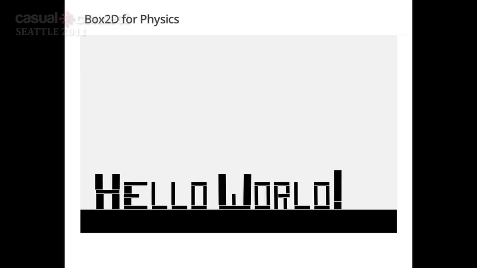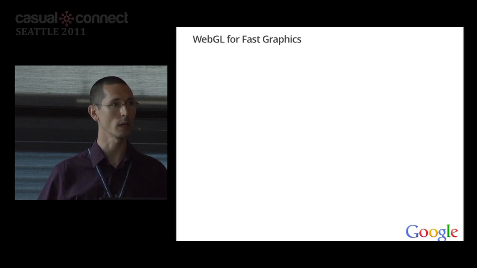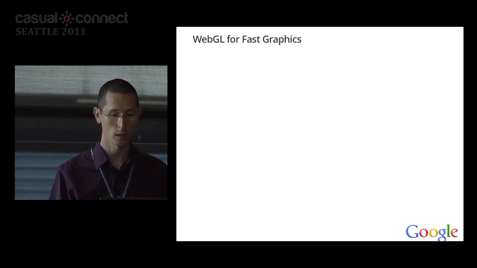For their physics, obviously, they're using a physics solution. Box2D is their answer there. For graphics, they're using WebGL. WebGL, I'll go into more details later, but basically it's a 3D graphics API. And even though their game is 2D, they're using WebGL because of the excellent performance that it can provide.